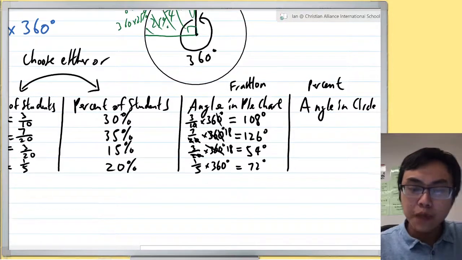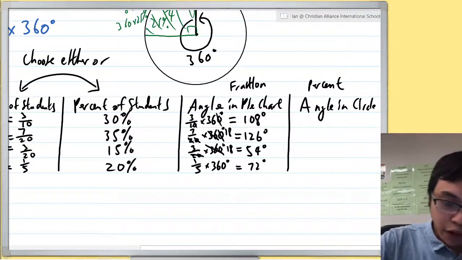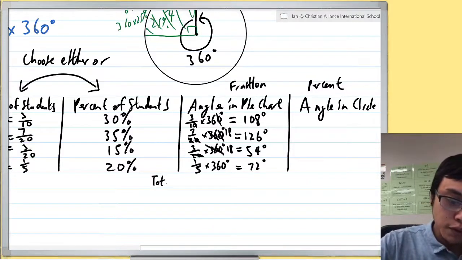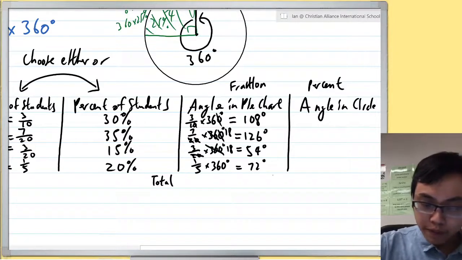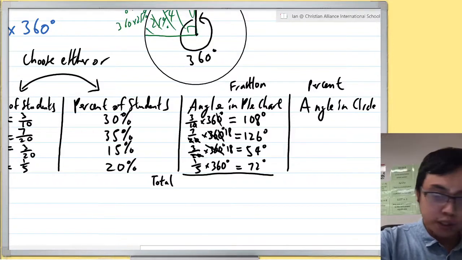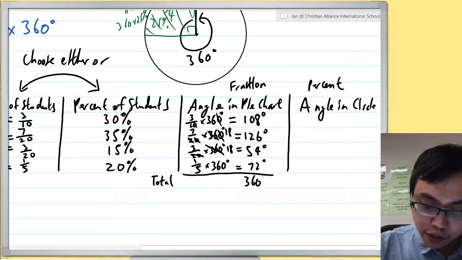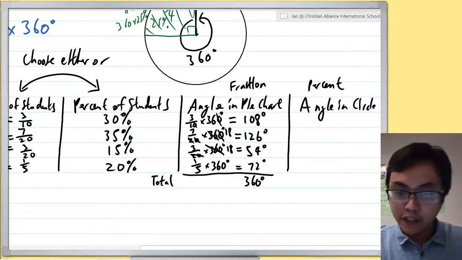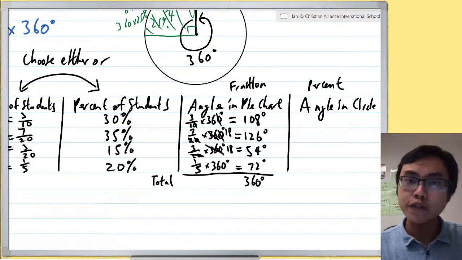Now, the last important part is you want to make sure that you have the full circle. So over here at the bottom, you might want to tally up the total just to make sure that all of them add up to 360. So let's do 108 plus 126 plus 54 plus 72. When you add it up, that is 360 degrees. So I know that I haven't left anything. So that's how we calculate the angle using fractions.